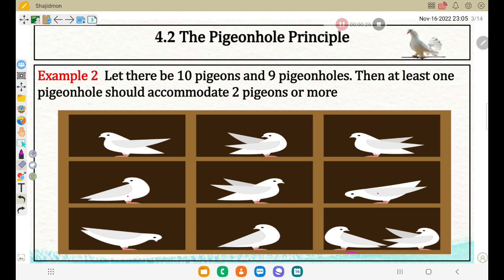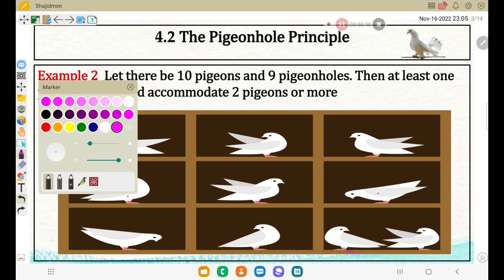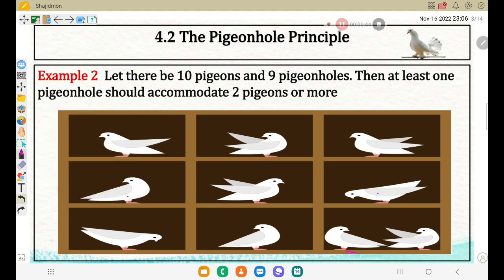4.2, the pigeonhole principle, correct? So let's start with one example for understanding the pigeonhole principle very easily. Let me explain that one.